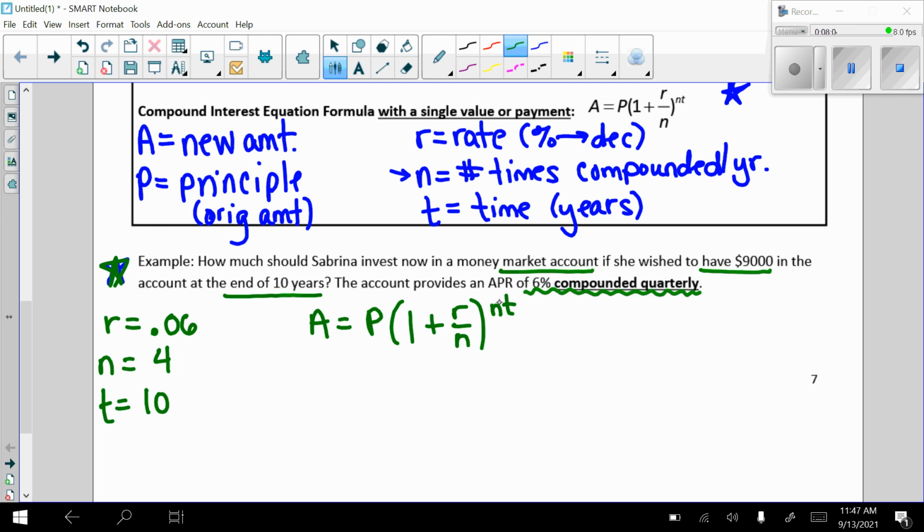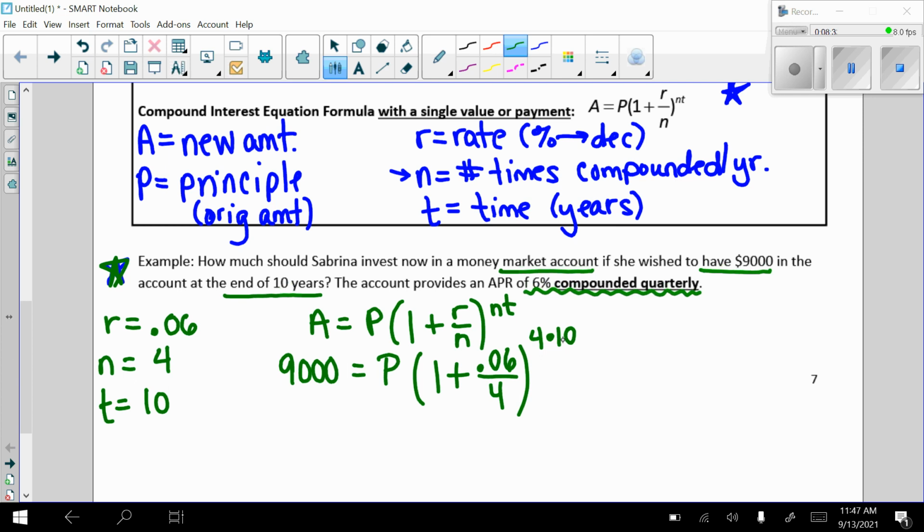So, what do we have here? She wants $9,000 at the end of the 10 years. She doesn't know how much she should put in right now. She knows that she's getting 0.06, 4 times a year. So she's actually getting a fourth of the 6%, and she gets it 4 times a year for 10 years.